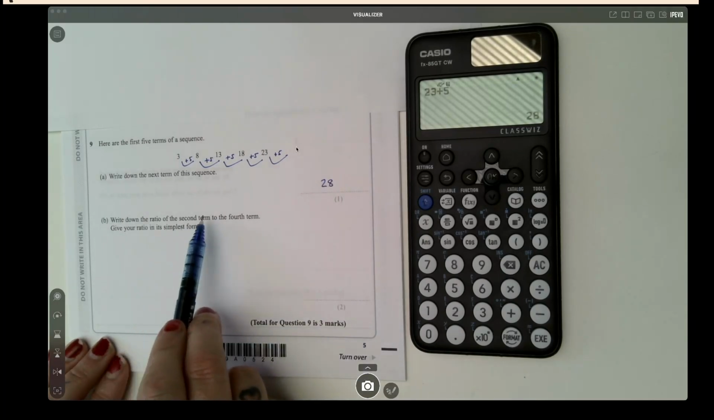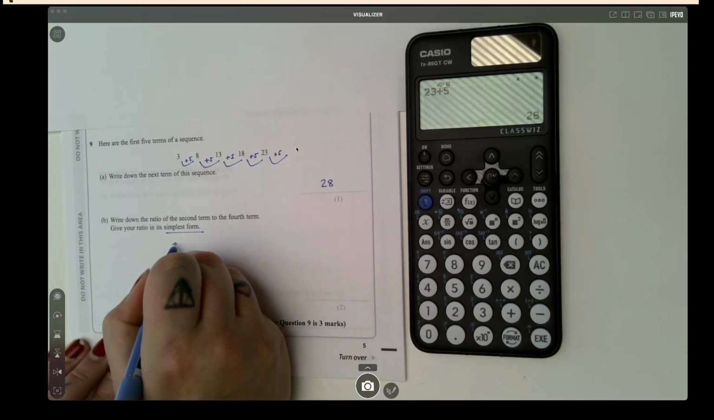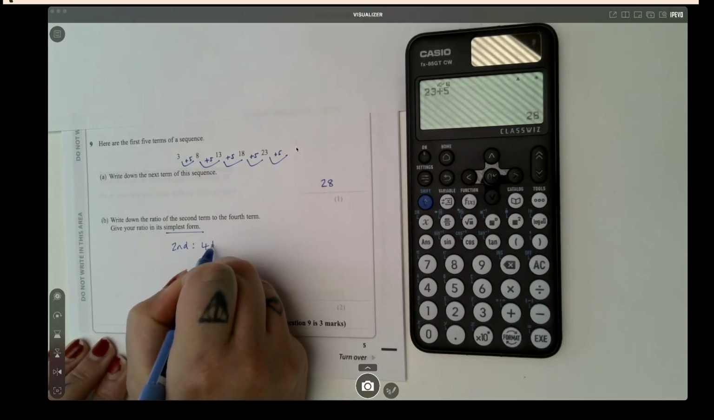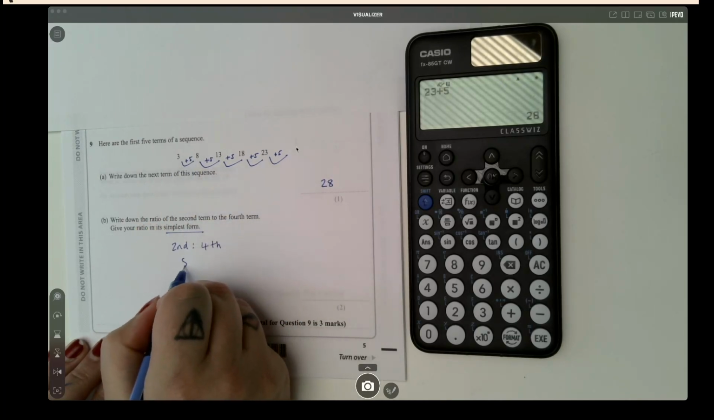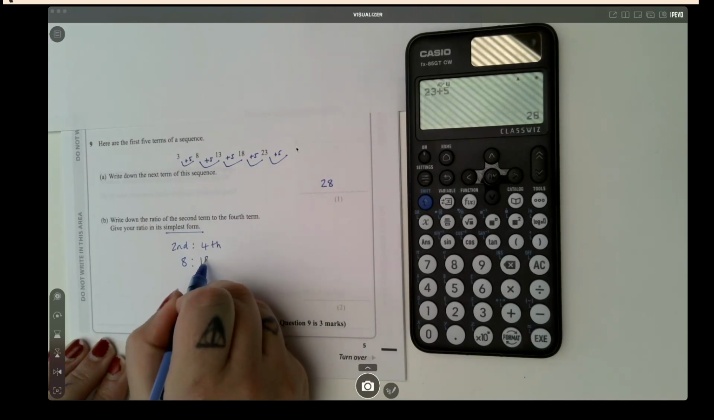Write down the ratio of the second term to the fourth term. Give your ratio in its simplest form. So we want the second to the fourth. The second term is 8. The fourth term, 1, 2, 3, 4, is 18.